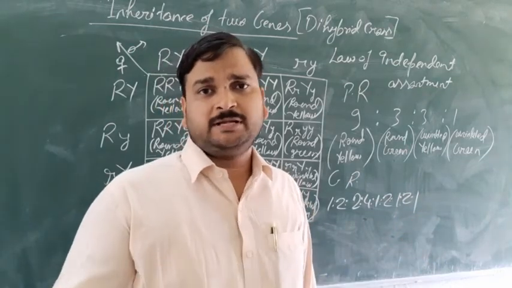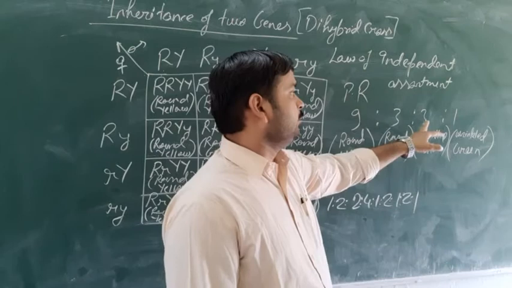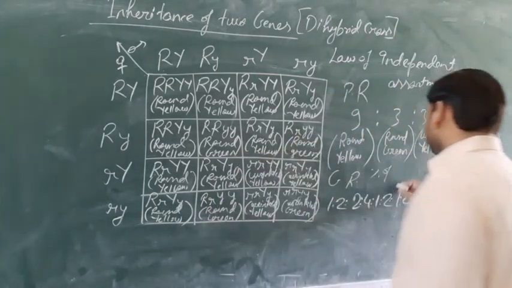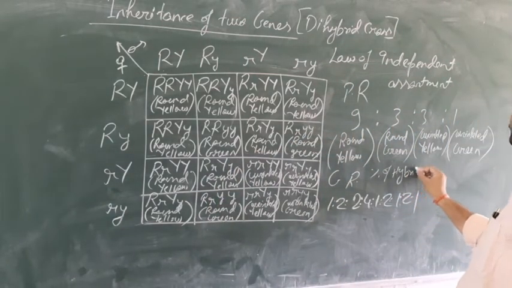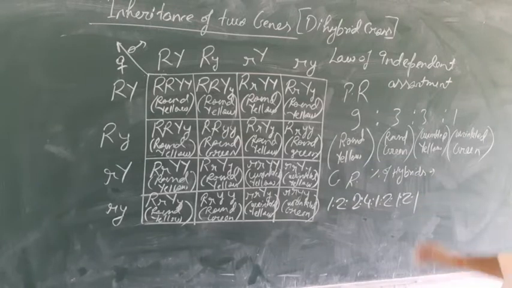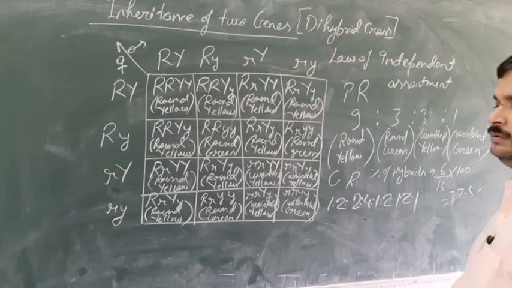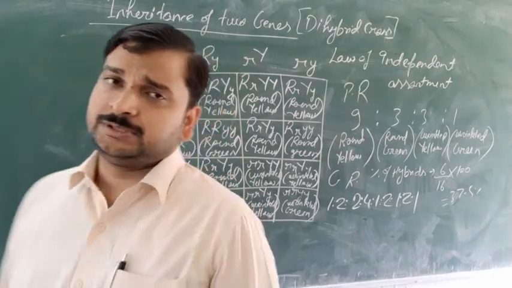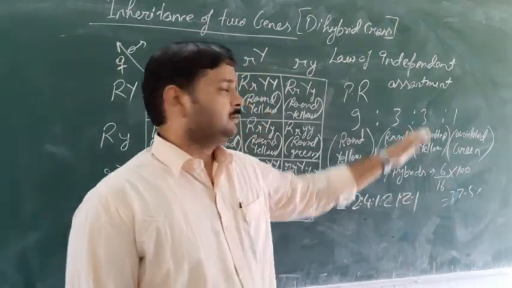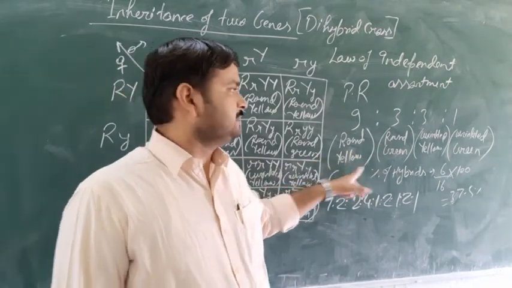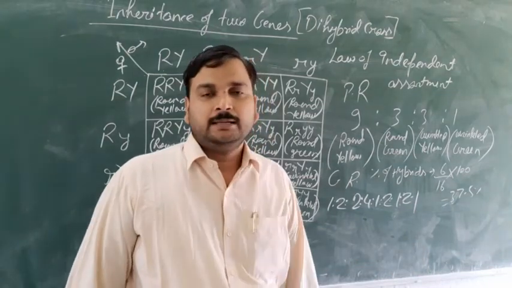And if I ask you what the percentage, how many? 6 out of 16. So the percentage of hybrids in Mendel's dihybrid cross is 6 upon 16 into 100. It will come around 37.5%. Means these are the hybrids. Then the rest all are what? They are having the parental character, because you can see round yellow was present in the parents, as well as wrinkled green was also present in the parents.